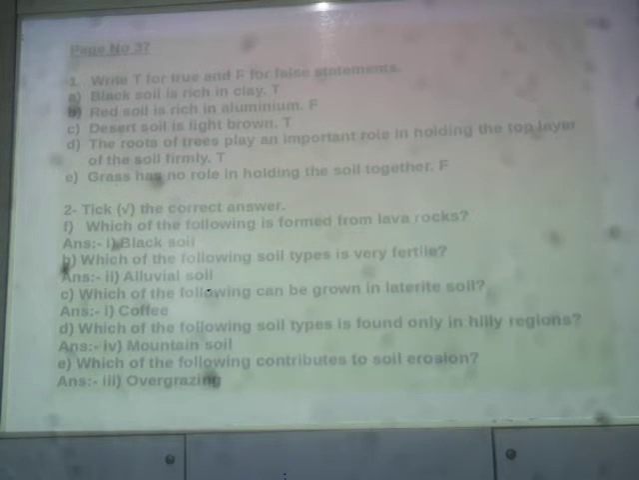In fact, it is rich in iron content, which we have already read. So red soil is rich in aluminium is a false statement. Desert soil is light brown. Yes, absolutely true statement.